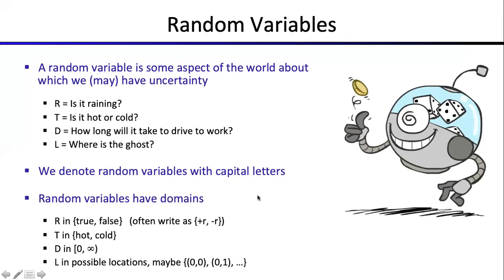So here are the values that these random variables can have. For example, the value of R could be true or false, the value of T could be hot and cold, the value of D could be from 0 to infinity. The distance could be very, very large, the distance could be 0. And the possible location of the ghost could be the x or y coordinates that we have got. So these are the possible values of these random variables.